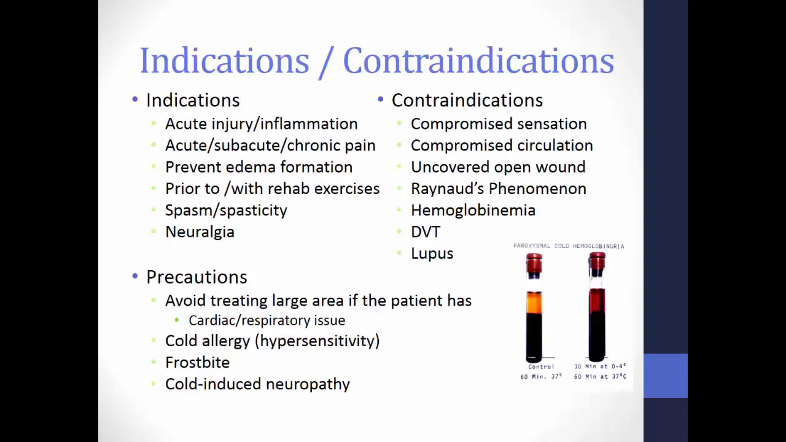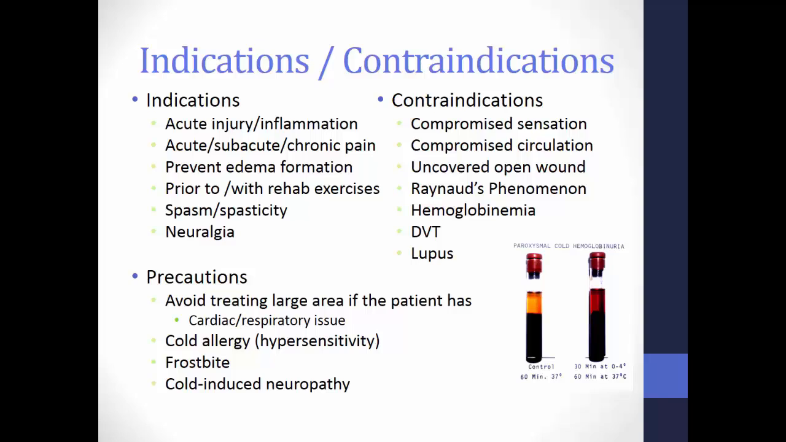For every modality, we need to understand the indications, precautions, and contraindications. An indication is a sign or symptom that indicates a certain intervention may be used. It could also be signs or symptoms that specify a positive relationship for the use of that particular treatment. Indications for the use of cryotherapy include acute injury or inflammation, acute, subacute, or chronic pain, prevention of edema formation, prior to or with rehabilitation exercises, muscle spasm or spasticity, and neuralgia.